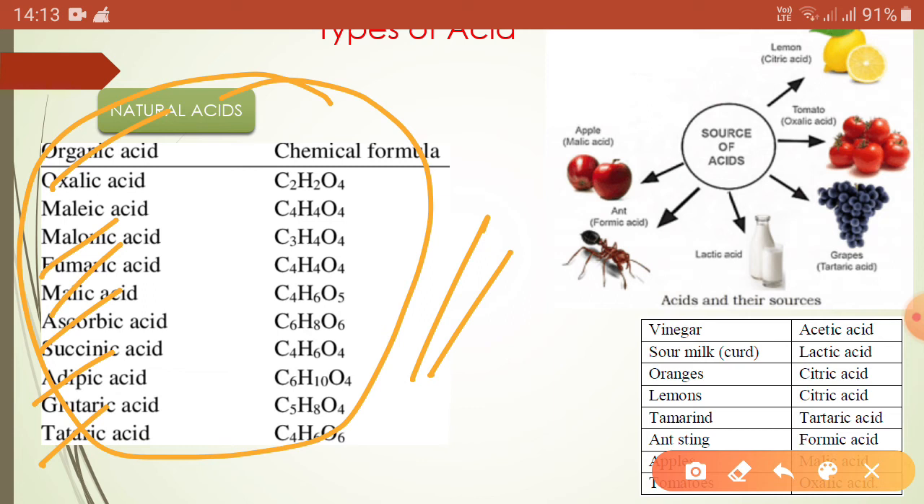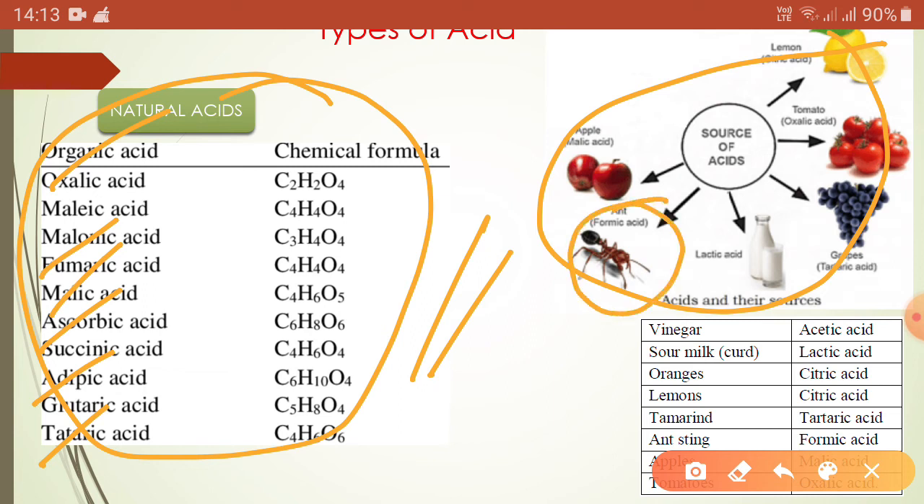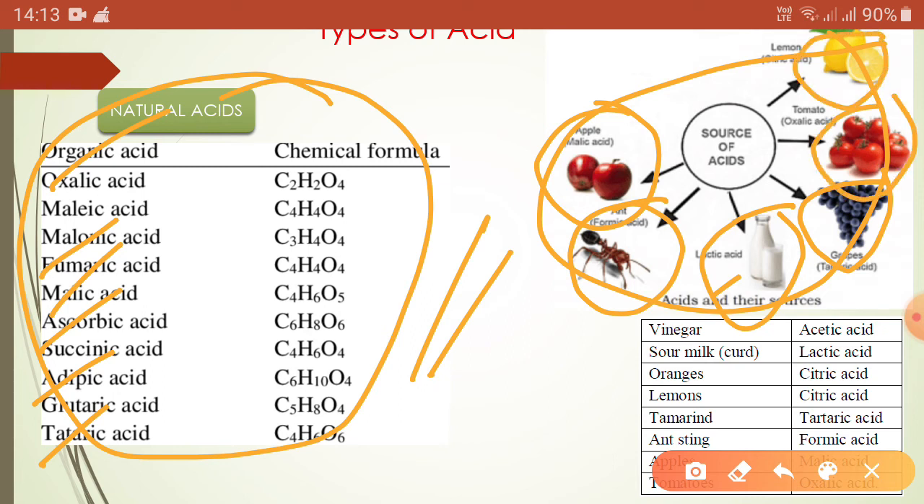So what are the sources of these types of acids? Look at the picture. Formic acid is found in ants. Apple contains malic acid, curd or milk contains lactic acid, grapes contain tartaric acid, tomato contains oxalic acid, lemon contains citric acid. All these are the natural sources of these natural acids.